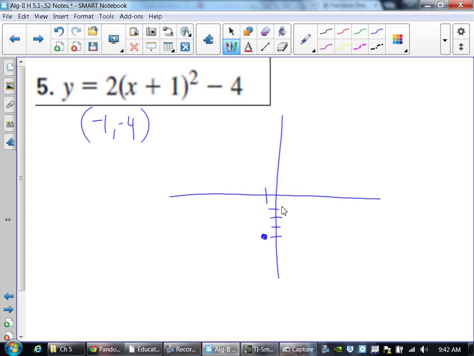What is it? It's at negative 1. Because what's the x coordinate? Negative 1. So my axis of symmetry is at x equals negative 1. It's always that value. Always. So I know that there's this imaginary line of symmetry right there.